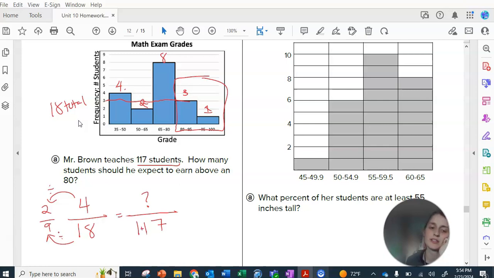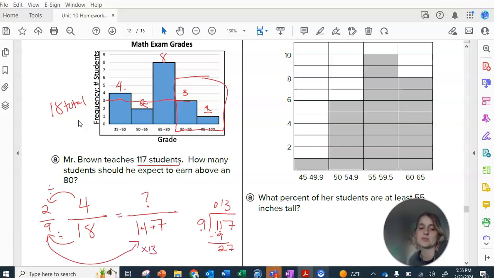I'm going to add up and find the digital sum. 1 plus 1 is 2, plus 7 is 9. Because 9 is in my 9's times tables, I know that there is a 9's fact that will get me to 117. Do I know what that is off the top of my head? No. But if you're stuck, you can divide by 9. 9 goes into 1? Nope. 9 goes into 11? 1 time, with 2 left over. 9 goes into 27 3 times. My scale factor is times 13. My answer is not 13. 9 times 13 makes 117. 2 times 13 makes my answer.